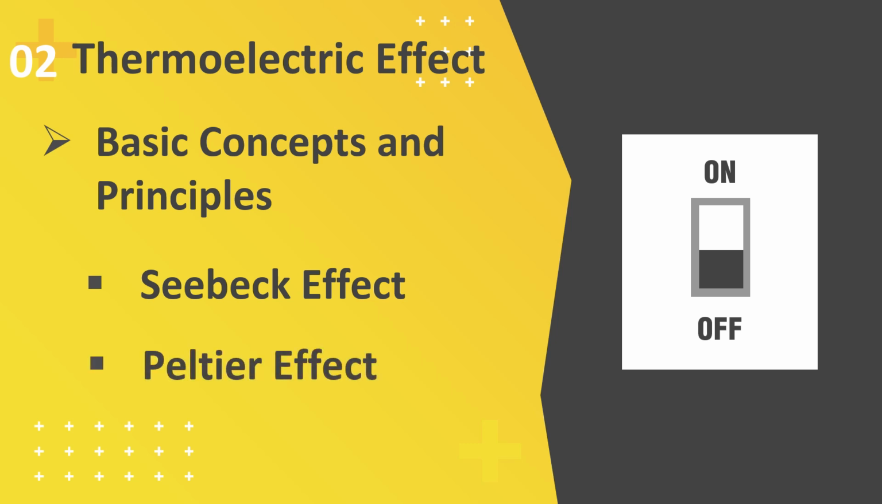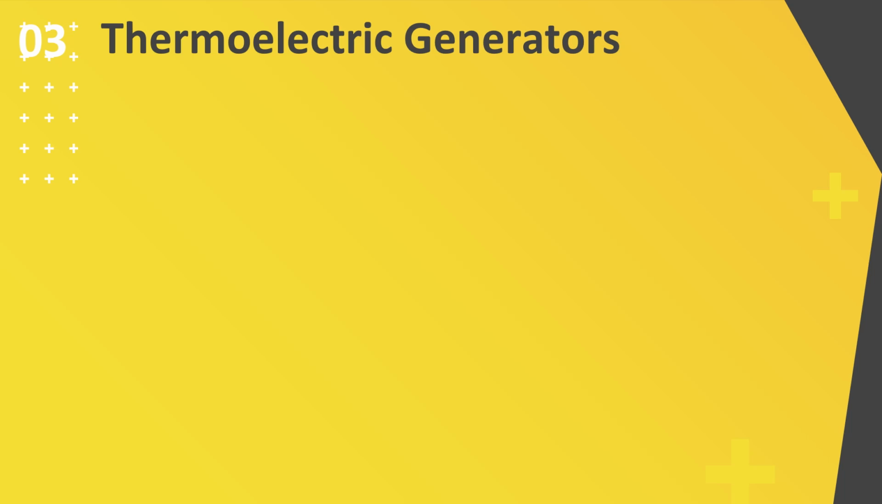The Peltier effect is the reverse of the Seebeck effect. It refers to the generation or absorption of heat when an electric current is passed through a thermoelectric material. When an electric current flows through the material, it causes the transfer of heat from one side to the other, resulting in either heating or cooling of the material. The Peltier effect is utilized in thermoelectric cooling devices, such as refrigerators and air conditioners, where electricity is used to create a temperature difference.